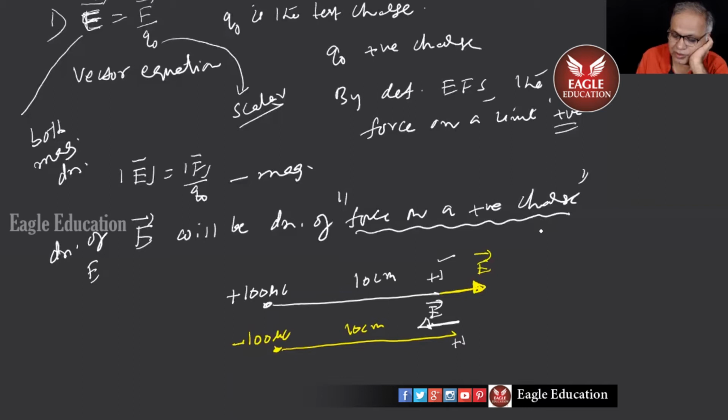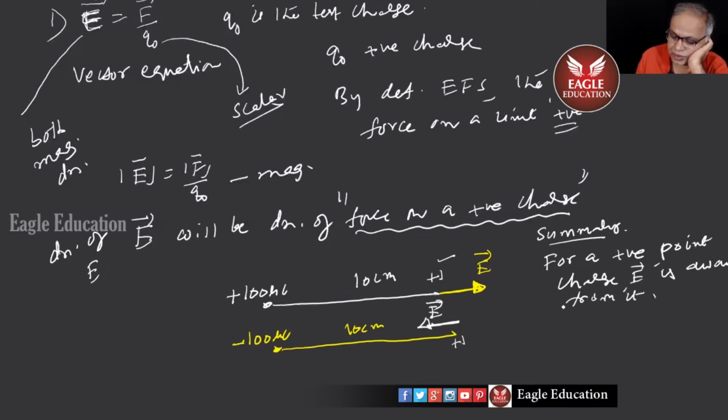So the summary will be this. For a positive point charge, E is away from it. And for a negative point charge, E is towards it. So this is about the direction of E I talked about right now.